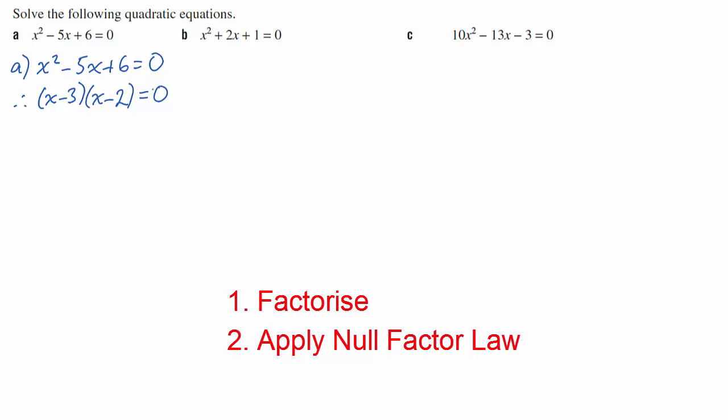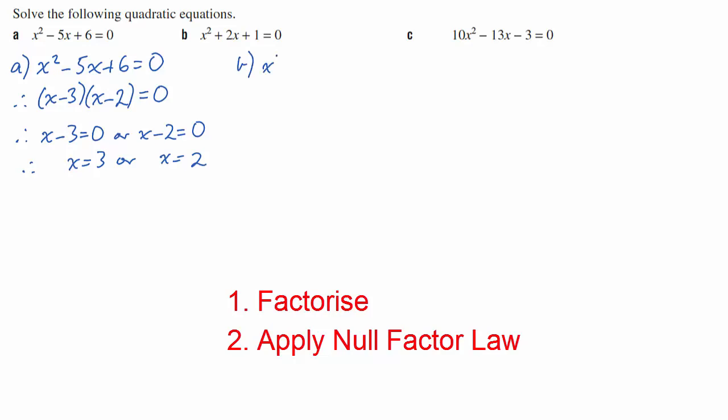Well, the null factor law tells us we have two brackets multiplying to 0, so one of the brackets equals 0. So x minus 3 equals 0, or x minus 2 equals 0. And solving each of them, we get x equals 3, or x equals 2.